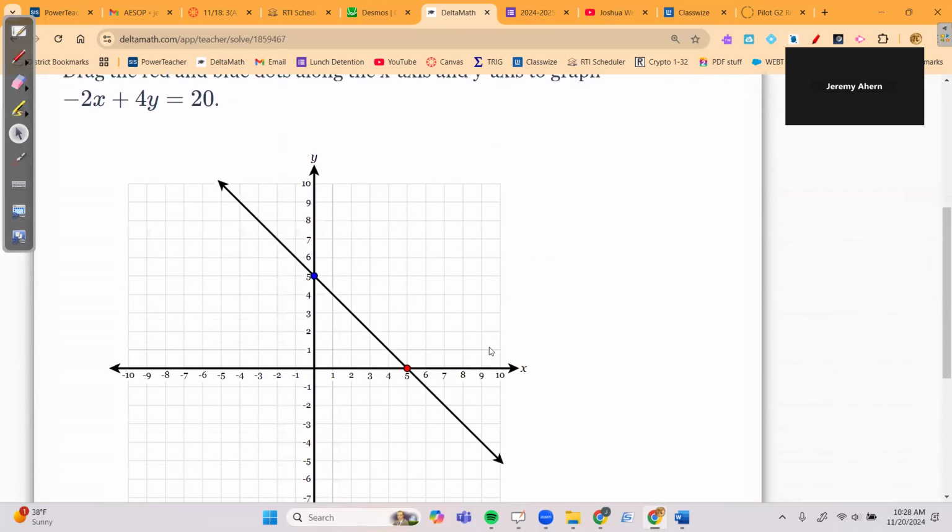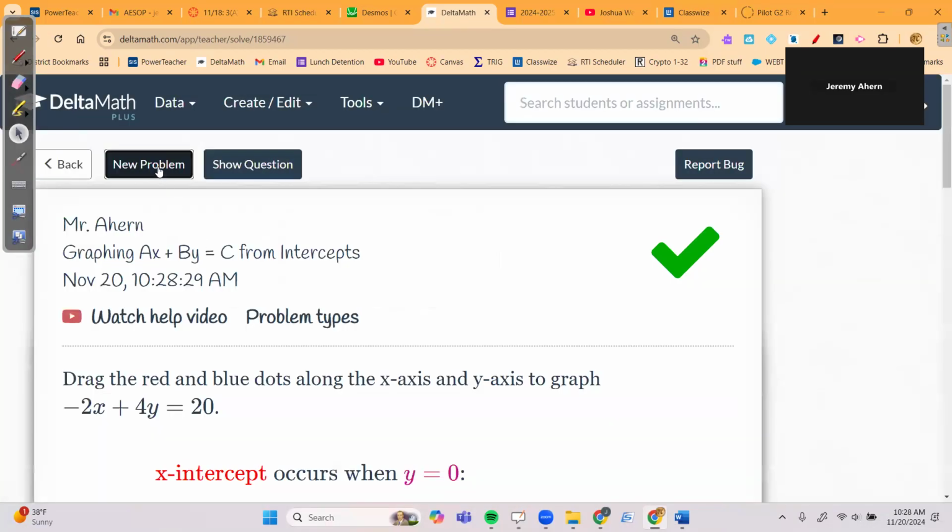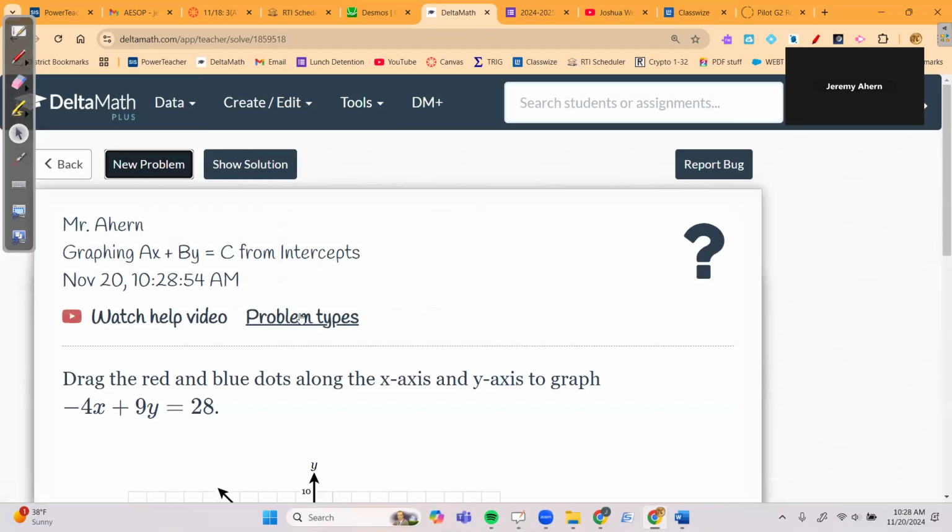How about this one? What's the x-intercept? Well, it says -2x, but it's going to equal 20 because the y is gone. What's 20 divided by -2? So I'm going to grab my red dot and pull it left to -10. What is my y-intercept going to be? 5. It's already where it's supposed to be. Submit answer. Done. Do you guys have any questions about this?